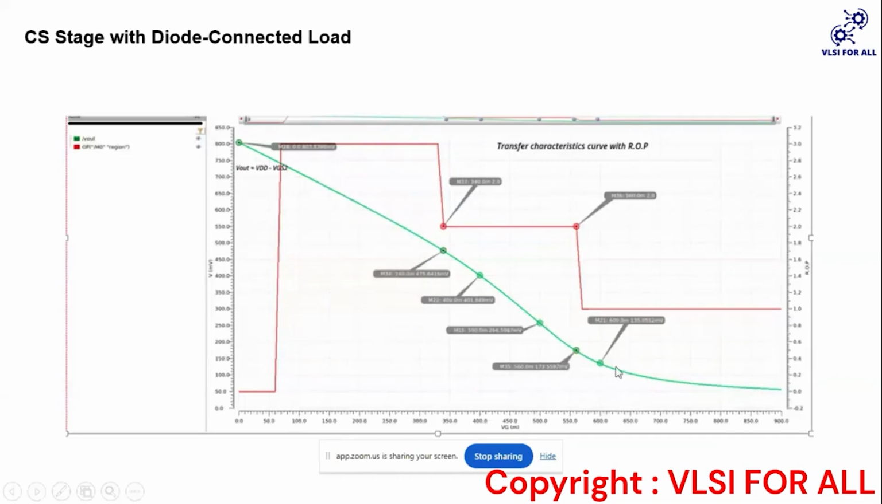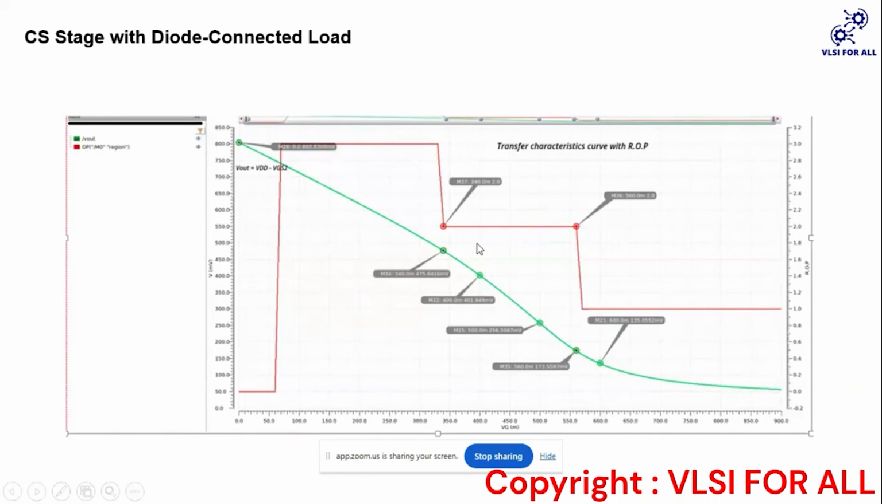This is the green one. This is the input output variation. When we are increasing the input on the x-axis, we are going to see the output variation on the y-axis, and the red one is the region of operation for the NMOS, right? So as we can see, when we are increasing the voltage at the input, first our transistor will be in the cutoff region, then it will go into the sub-threshold region, right? Then it will go to the saturation, and then it will go to the linear.